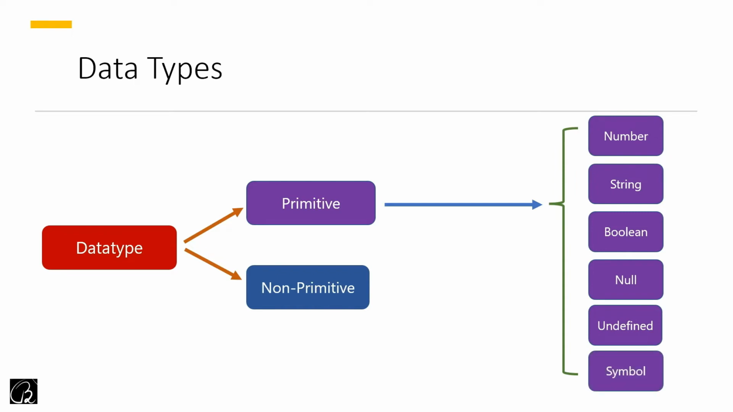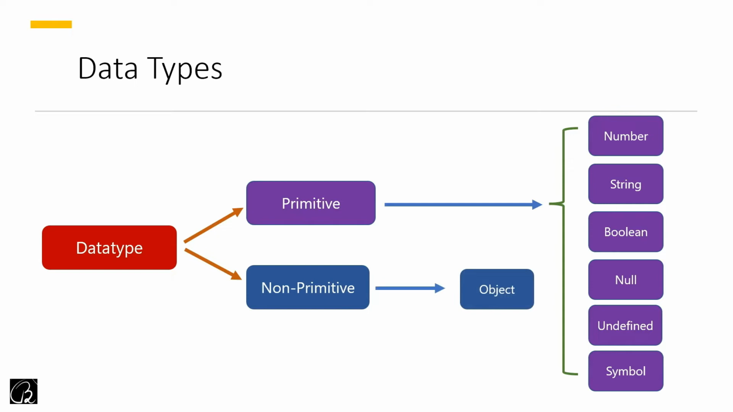Non-primitive data types are those which are not predefined or built-in. In JavaScript, we have only one, that is object. Every data type other than primitives is an object, like array and function. These are all nothing but objects.